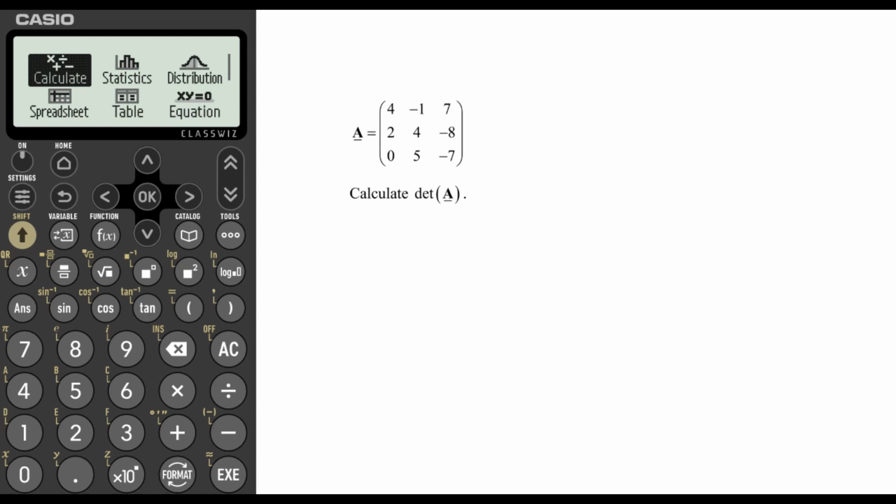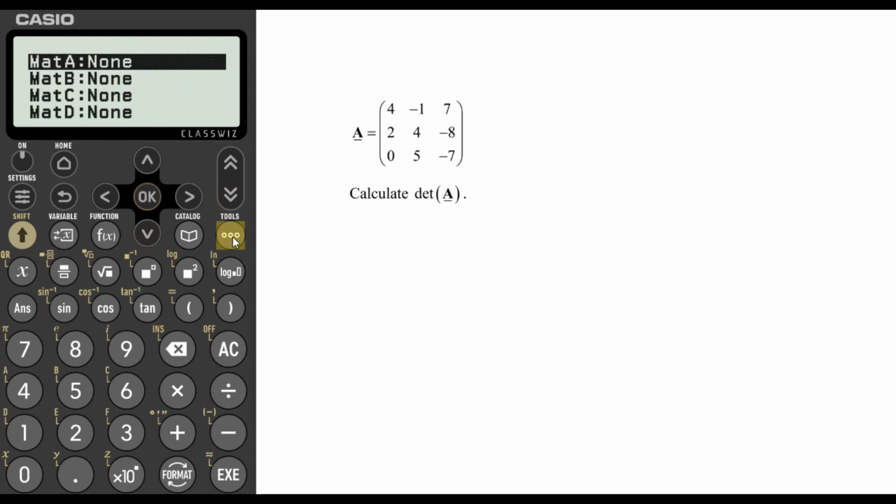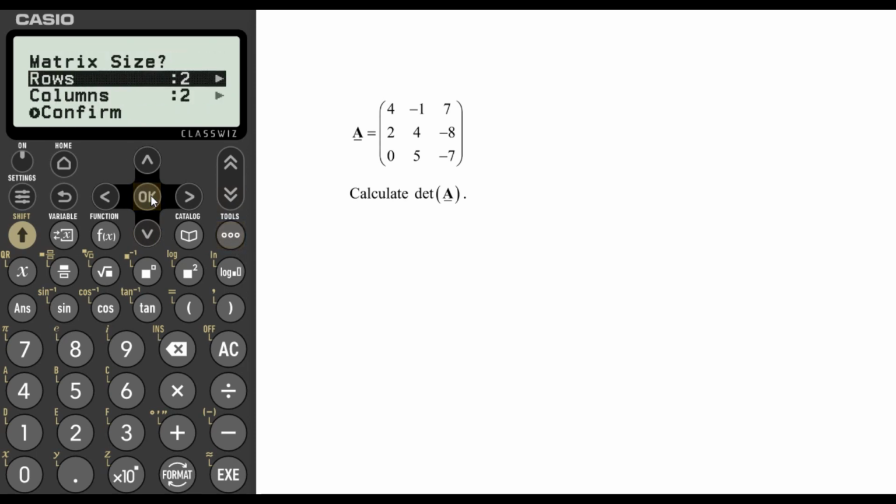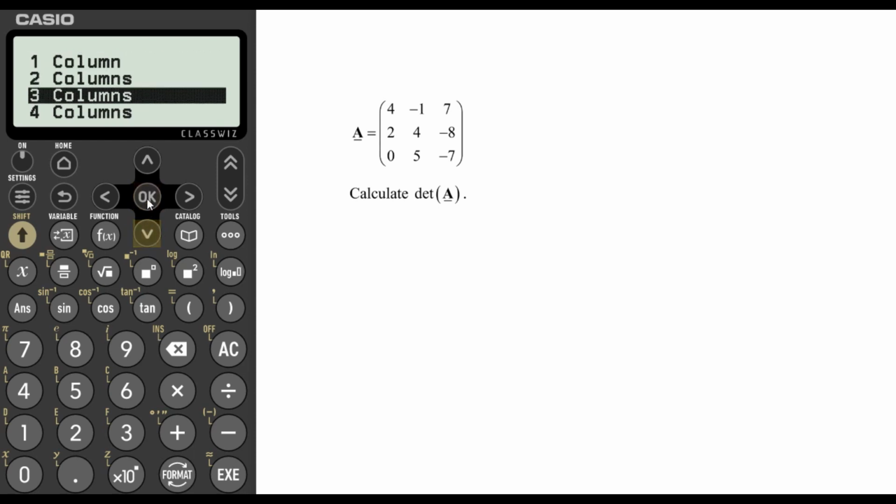We can use our calculator to calculate determinants of matrices. Here we have the matrix A, 4, minus 1, 7, 2, 4, minus 8, 0, 5, minus 7. We have to calculate the determinant of A. Our first step is to first of all define matrix A. If we go to the matrix sub-menu, then go to Tools, then matrix A has 3 rows and 3 columns.